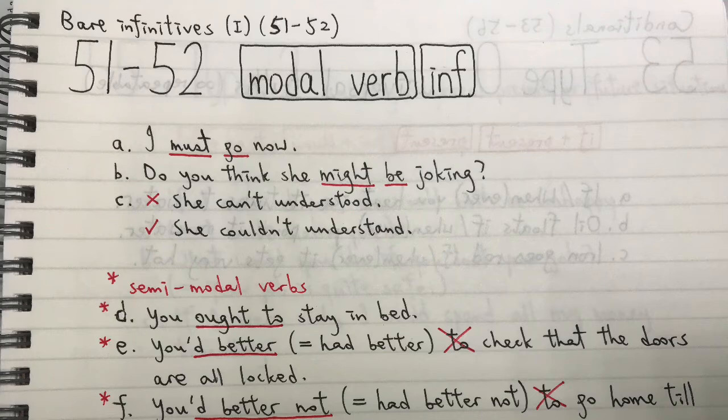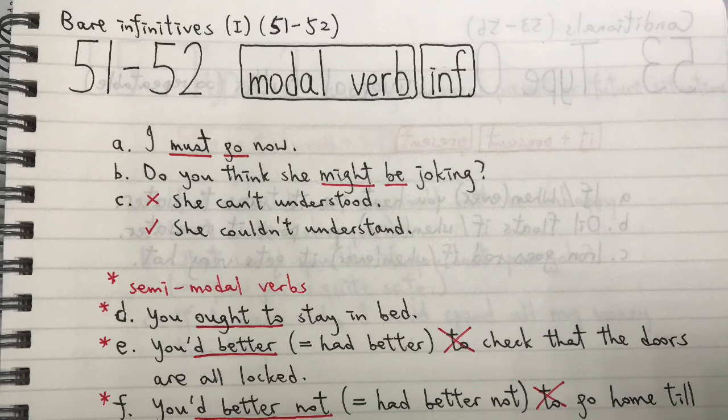They all have 2 words. D, you ought to stay in bed. You ought to stay in bed. So ought to, 2 words together, combined, we call it a semi-modal verb. E, you better check that the doors are all locked. You'd better. That means had better. So again, this is a semi-modal verb, had better.